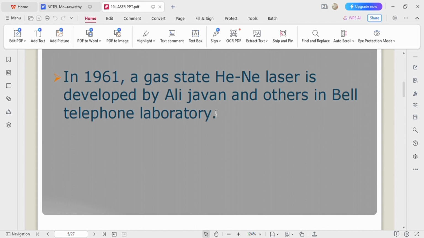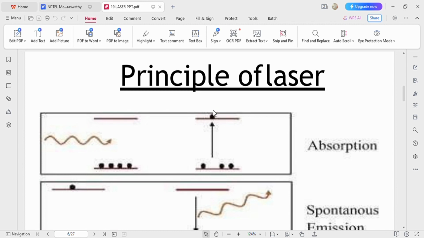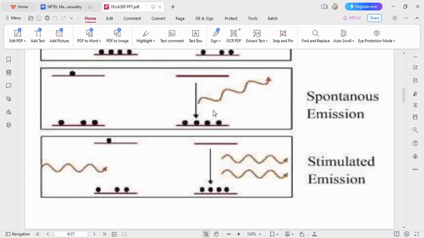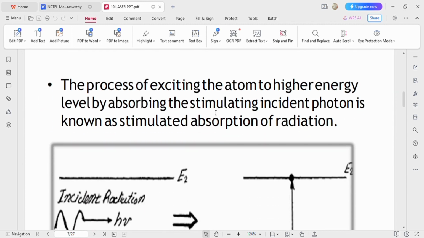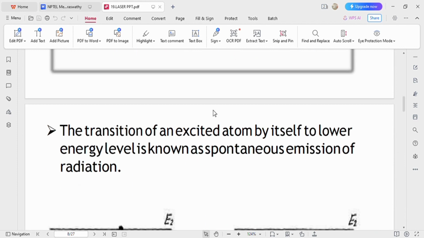Next, we have to see the principle of the laser. In the principle of the laser, we have shown in the diagram the absorption, spontaneous emission and stimulated emission. In this process, exciting the atom to a higher energy level by absorbing the incident photon is known as stimulated absorption of radiation. In this process, as shown in the figure, the incident radiation is processed and the lasers are absorbed in another level.